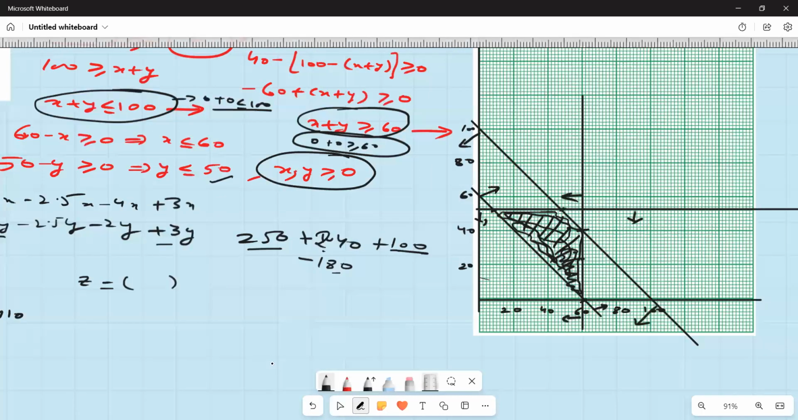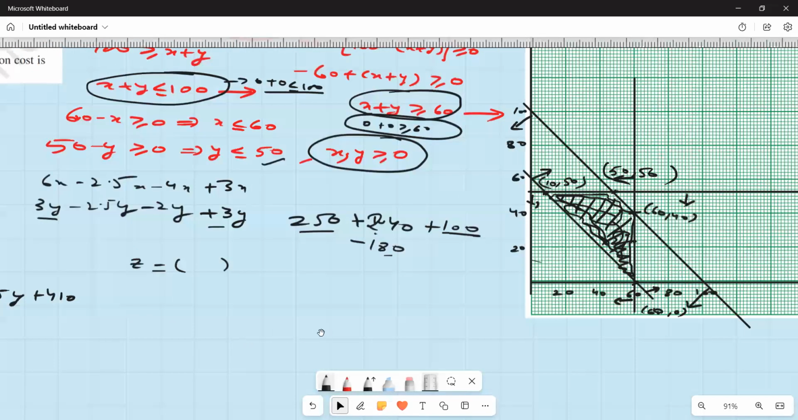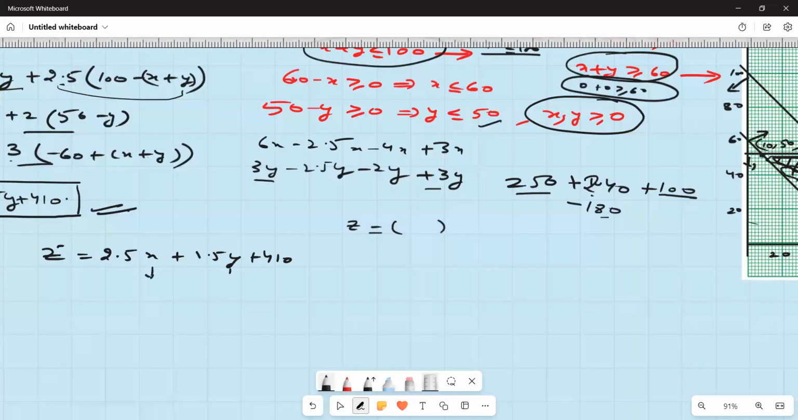So check out the points over here. I think this will be 10 and 50, if this is accurate. Then this is 60, 0. Then this is 60, 40. And this is 50 and 50. So we can find out the points from here and put these values in Z, put x and y over here and check which is the minimum value. So this way you can solve it.